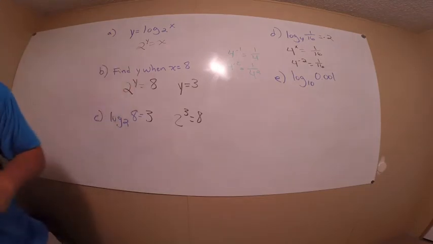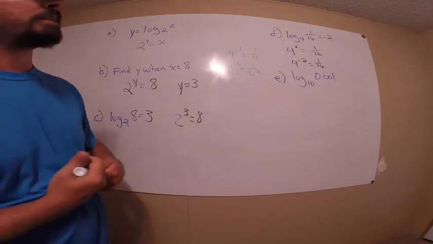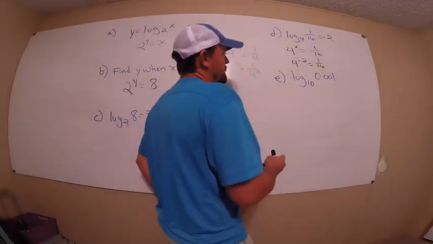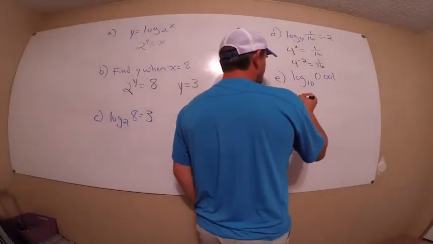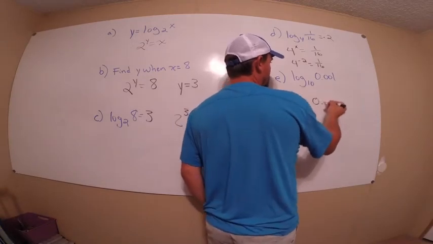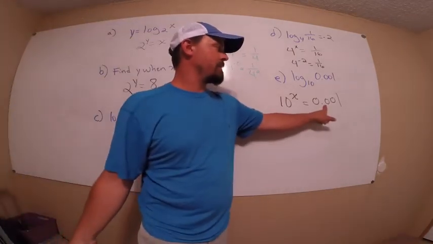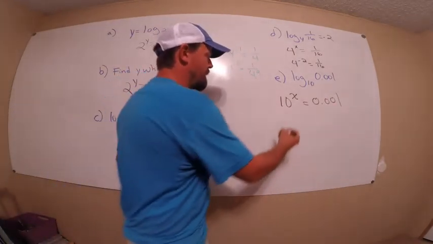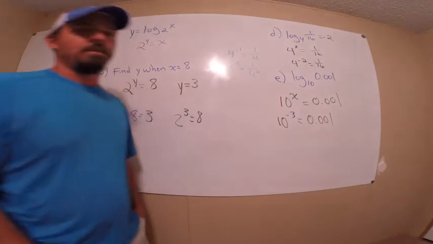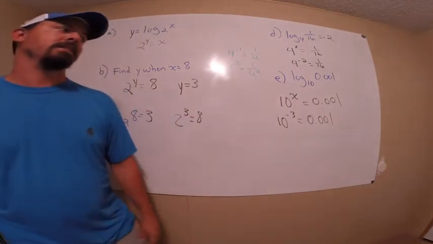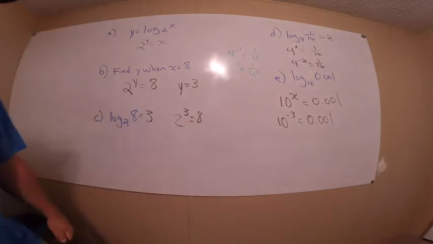E says evaluate log base 10 of 0.001. So if I'm thinking about it, that means 10 raised to the something, we'll say x, equals 0.001. I got 3 decimals here. 1, 2, 3. 10 raised to the negative 3 equals 0.001. Don't believe me? Type 10 to the negative 3 in your calculator. It's going to give you just that. Easy enough.